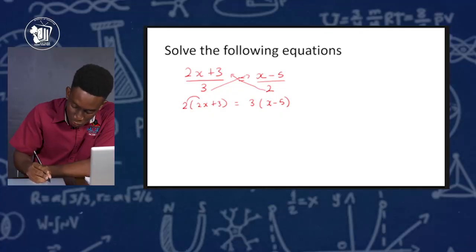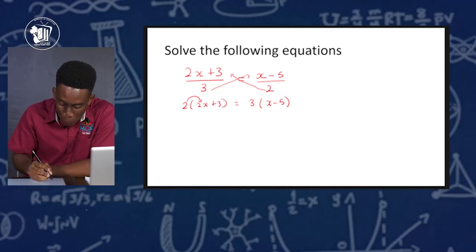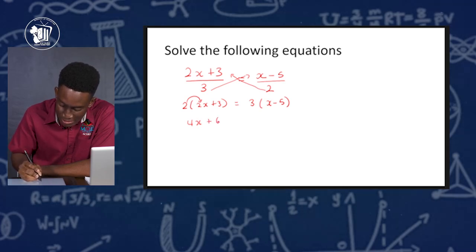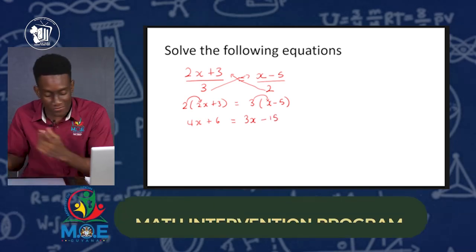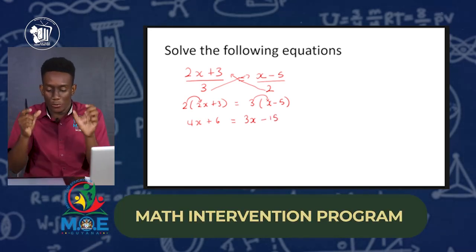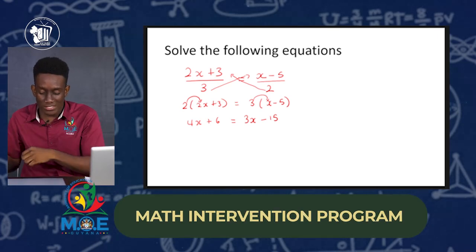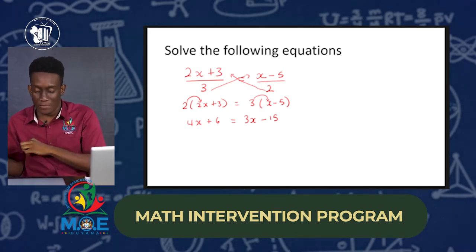So this would be 2 multiplied by 2x, which would give us 4x. 2 multiplied by plus 3 will give us plus 6. And that will be equal to 3 multiplied by x, which would give us 3x. And 3 multiplied by negative 5 would give us negative 15. So the new equation that we have now would be 4x plus 6 is equal to 3x minus 15.